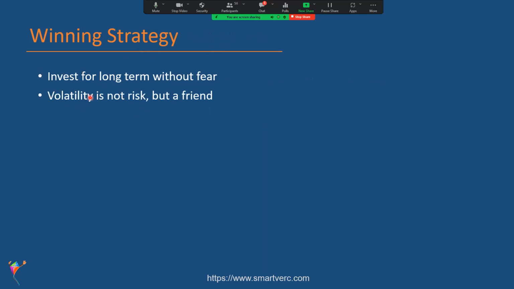So the second winning strategy is volatility. See volatility as a friend, not as a risk. Yes, because if you are an active investor, then volatility will provide you an opportunity to buy at low prices and sell at high prices. I'm not saying that you have to exit or you have to invest more money. What I mean is you can exit from the overvalued stocks and buy the undervalued stocks.